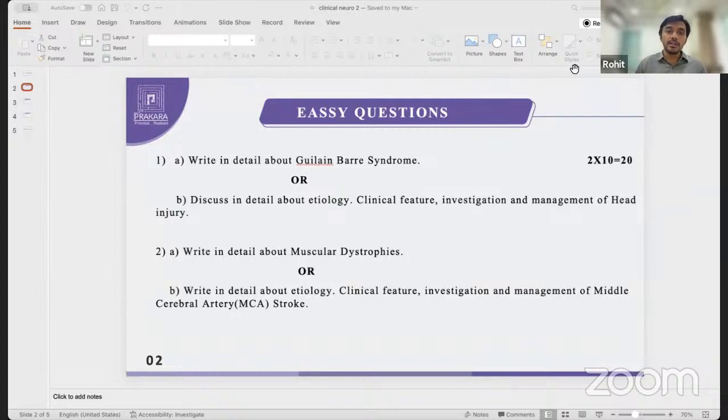We need to take care of their nutrition also, because most of them are dependent on drugs. So we may have to put them on nasogastric tube, or if the patient is in vegetative state for a long time, they may need endoscopic procedures like PEG, percutaneous endoscopic gastrostomy, to prevent them from developing malnutrition. So I think that concludes our question on head injuries. Let's move on to the next question.